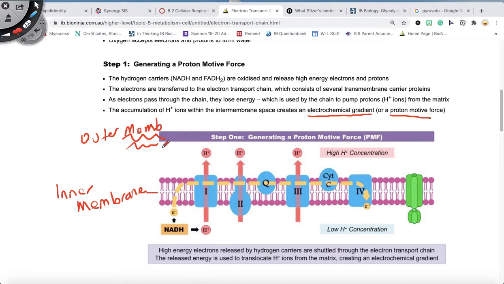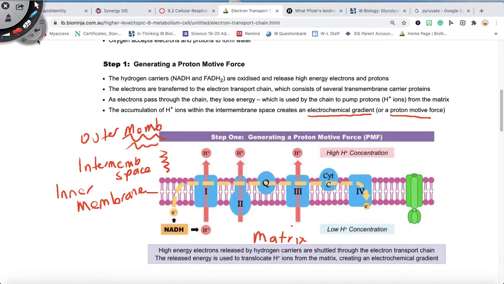And that means that this in the middle is the intermembrane space. And then that means that inside, we have the matrix of the mitochondria. So first we have to understand what we're looking at here, okay? So now that we know what's happening here, let's look at how these taxis or electron hydrogen carriers work.